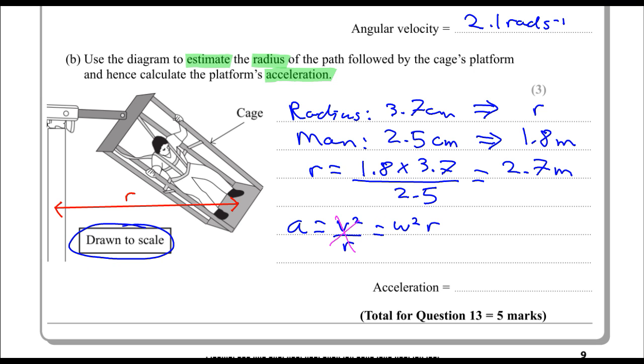We have just calculated the angular velocity omega in the previous part, so we can use omega squared r. And if we say 2.1 squared times 2.7, the acceleration should be 12 meters per second squared.